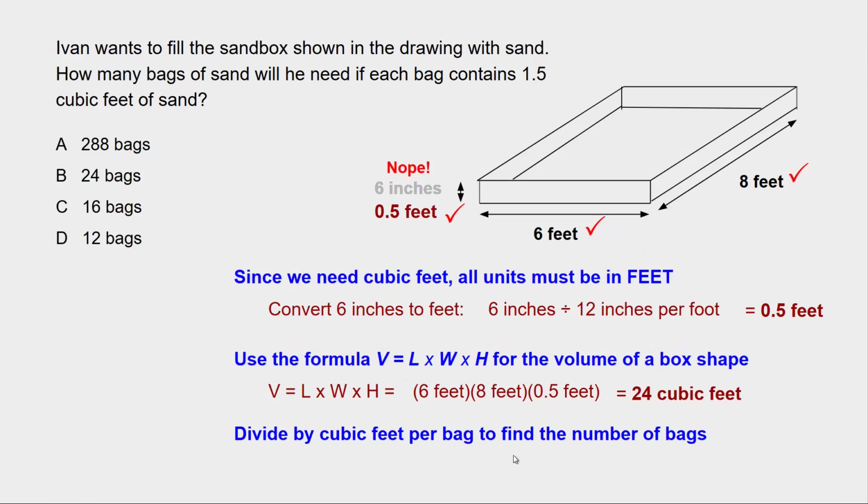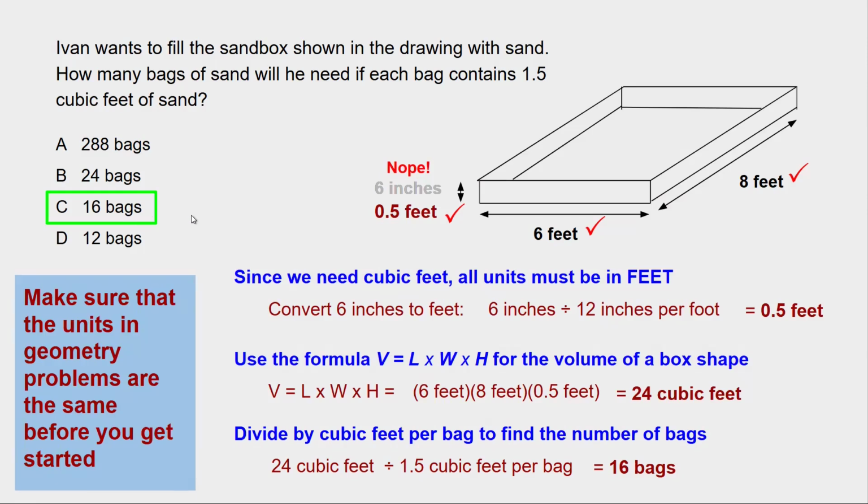Finally, we are going to divide by the number of cubic feet per bag to find the number of bags. 24 cubic feet divided by 1.5 cubic feet per bag gives us 16 bags. We look over at our multiple choice answers, and we see that that answer is C, 16 bags.